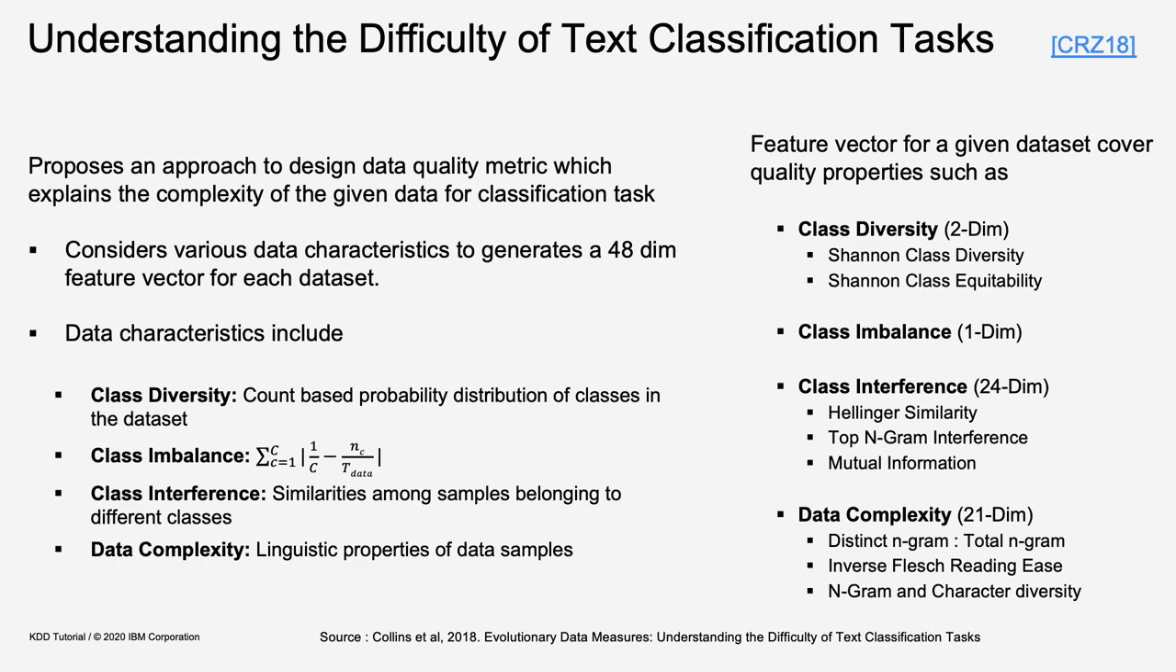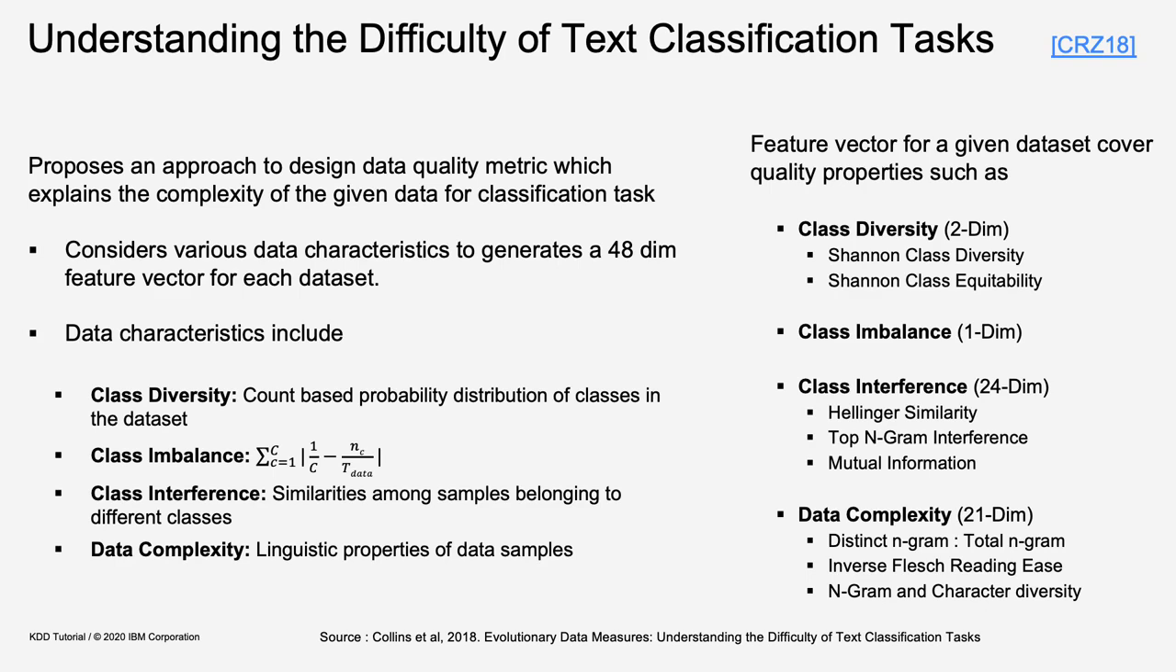Class diversity characteristic is used to get the count-based probability distribution of classes in the dataset, such as Shannon class diversity and Shannon class equitability. These metrics consider the class distribution and measure diversity of the dataset. Class imbalance characteristic is used to measure the amount of imbalance present in the data and is computed using the formula shown, where C is the total number of classes, NC is the count of items in class C, and T data is the total number of data points.